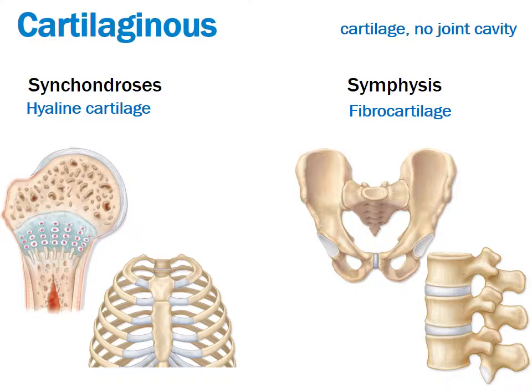There are two types of cartilaginous joints. If the cartilage is hyaline, that is a synchondrosis. We've seen those already in the epiphyseal plate and costal cartilage.